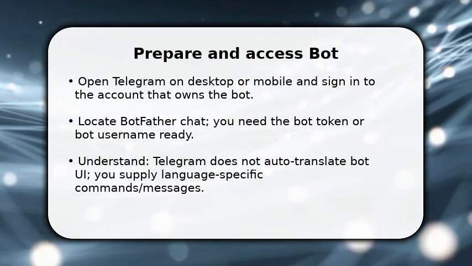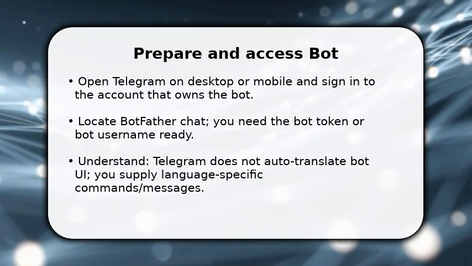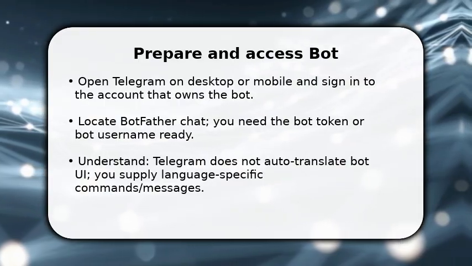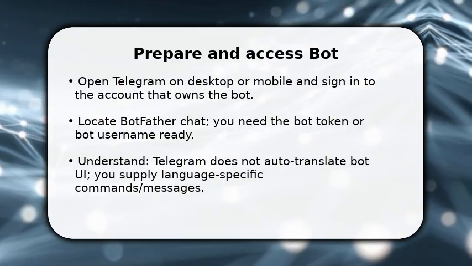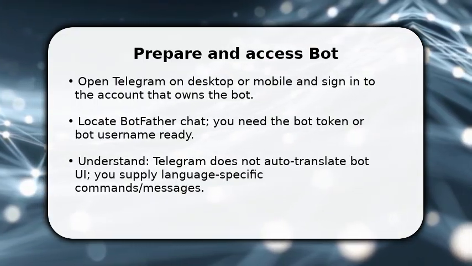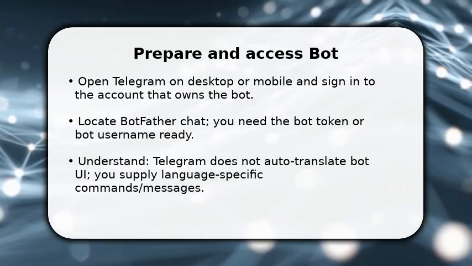You start by opening BotFather and selecting your bot. This is where you control language-specific settings. Once done, copy the bot token or confirm the bot username so you can call the API. Make sure to decide which language code you need, for example, en or es.